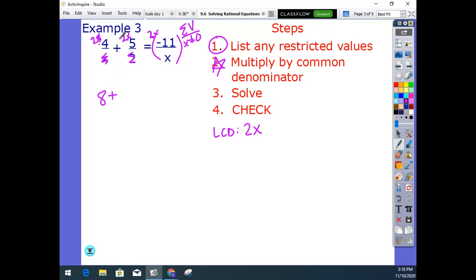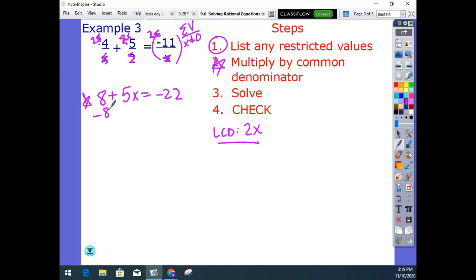The 2 cancels. x times 5, 5x equals, the x's cancel. 2 times negative 11, negative 22. Now, doesn't this equation look a lot easier to solve than the original? So your goal is to multiply by the common denominator so that all the denominators cancel.